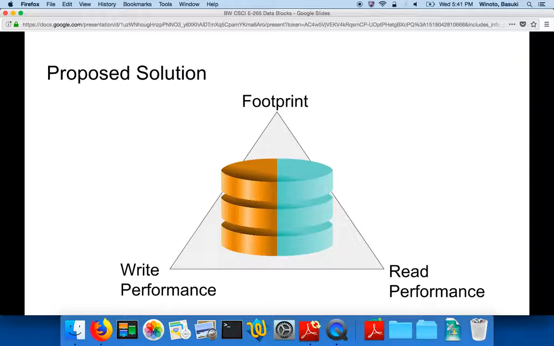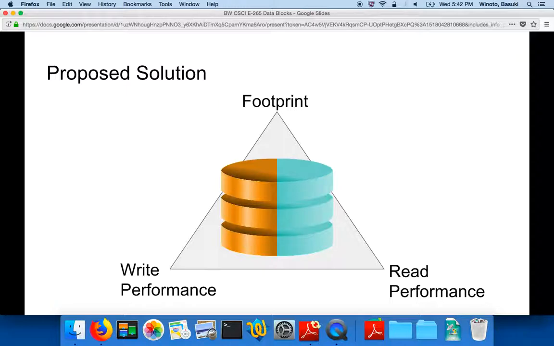Now, the paper proposed a solution that combines these two systems, write optimized and read optimized, into a single system to make it more efficient, with the expectation also that it would reduce the footprint, as opposed to having two different data systems. You only have one data system, so volume wise it would be smaller than two times the data, of course.